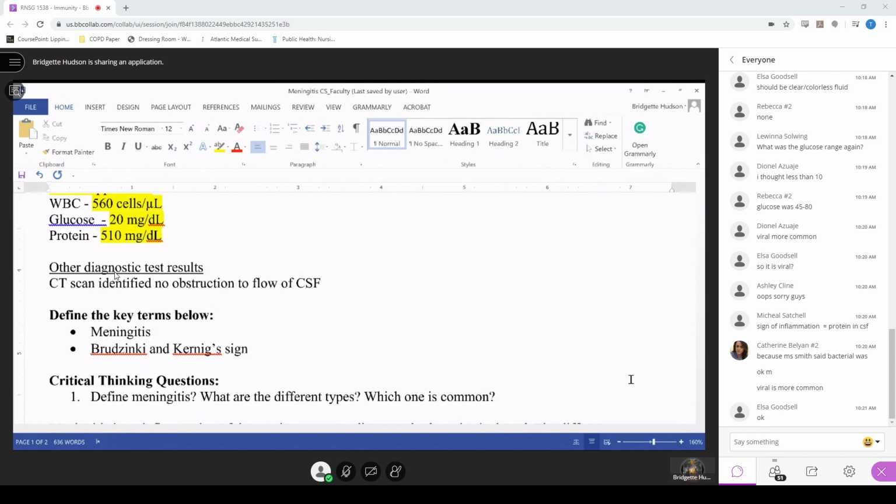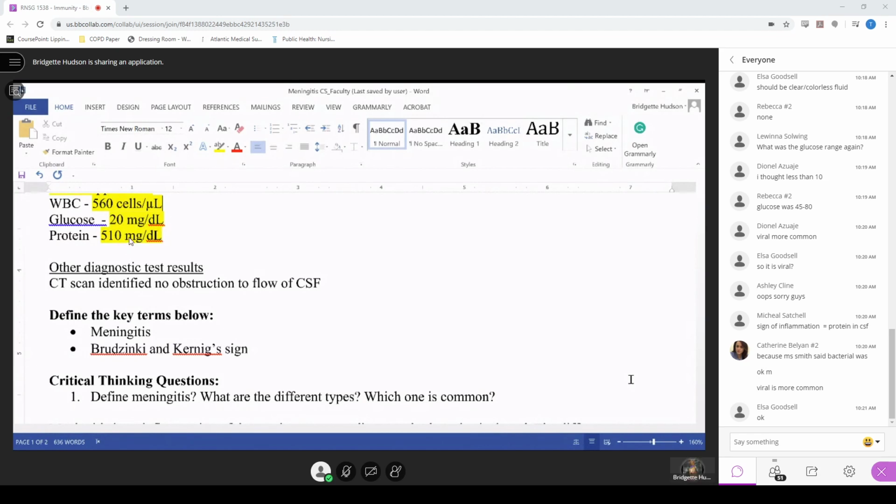And you have bacterial, which can be fatal, especially within 24 hours. So you need to respond to bacterial. But these are the three most common types of meningitis. It's either a fungal meningitis, a viral meningitis, or bacterial meningitis.